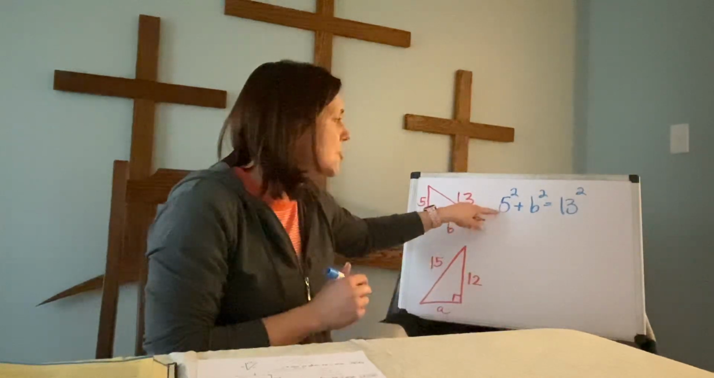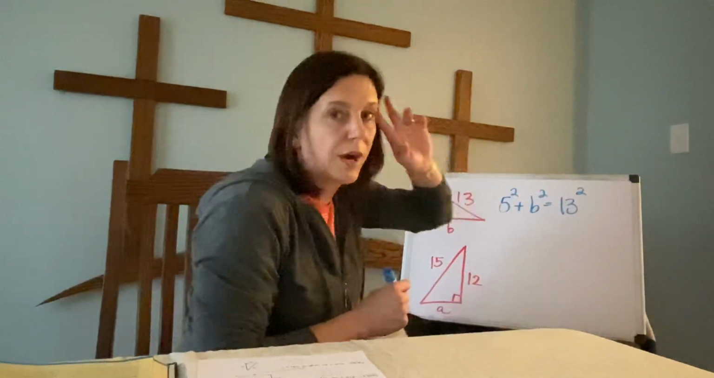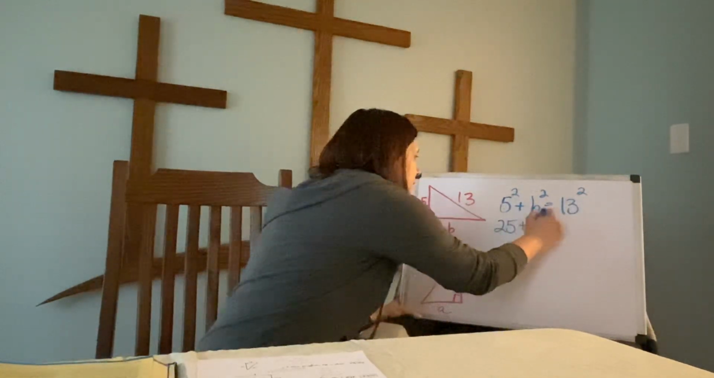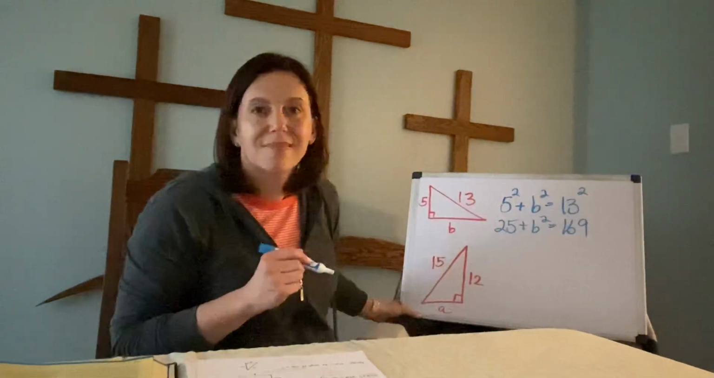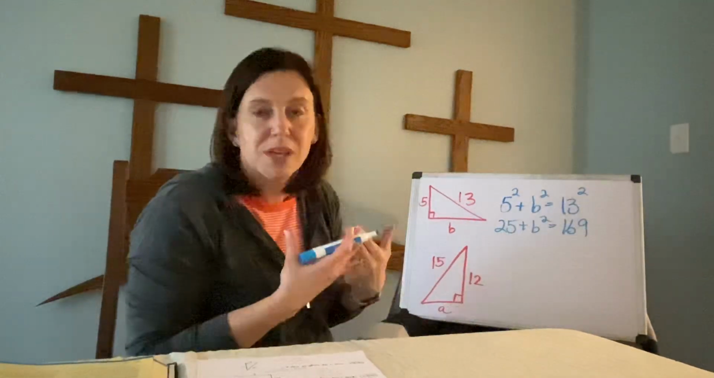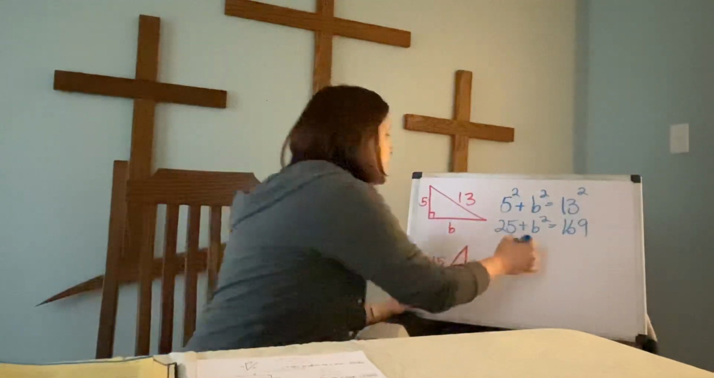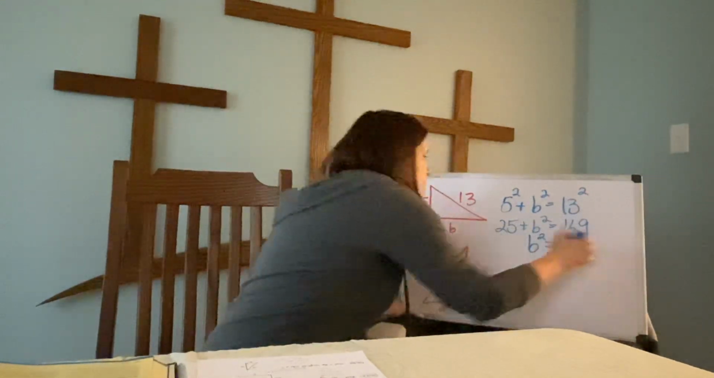So I need to figure out what 5 squared is and 13 squared, and you should be getting, well, some of these you definitely should know. 13 squared is 169. If you didn't know that, that's what your calculator's for. Now I need to solve. I want to get my b squared alone, so I'm going to subtract 25 from both sides. And I get b squared equals 144.